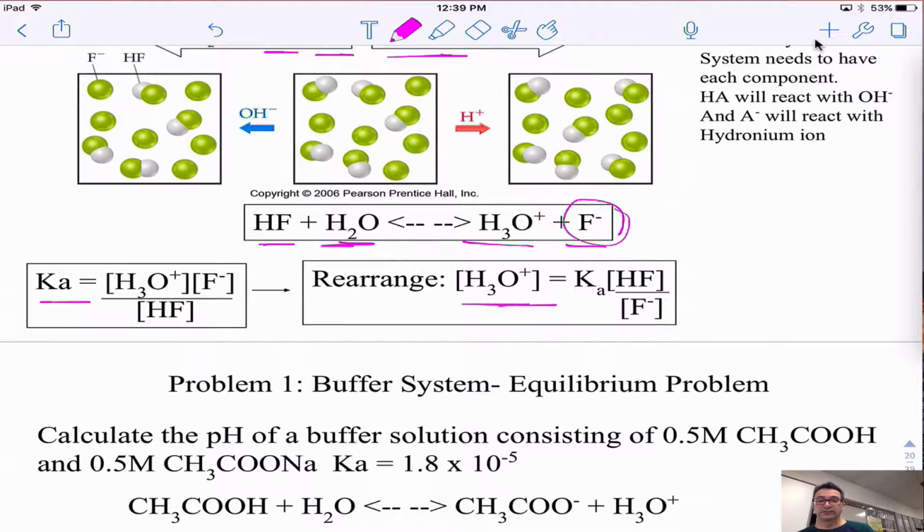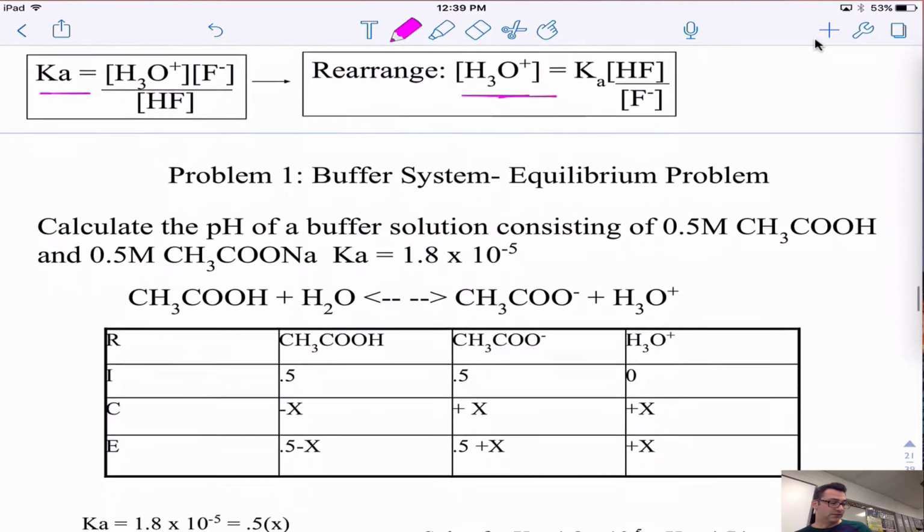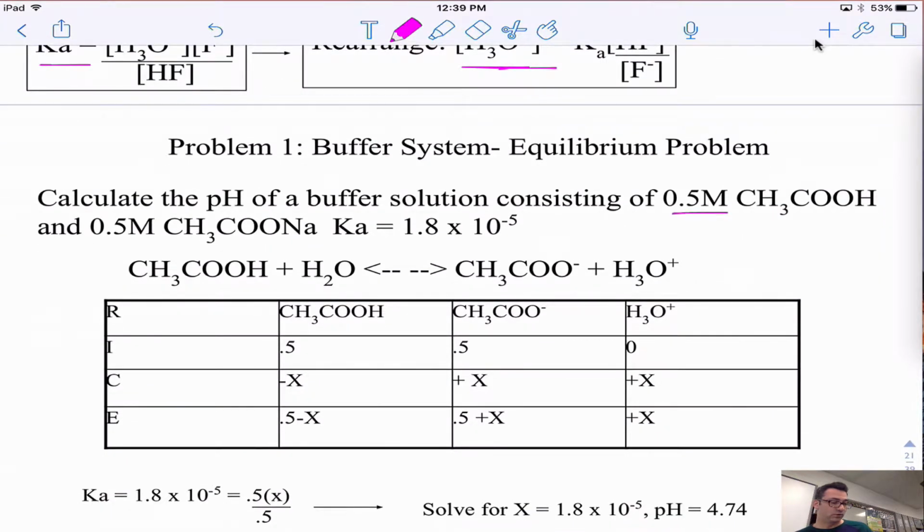So let's look at what a simple buffer problem looks like. They ask you to calculate the pH of a buffer. It contains 0.5 molar acetic acid and 0.5 molar sodium acetate. Notice that I only write one equation for this because I have a Ka value. I'm going to write an equation that represents the acid and water dissociating.